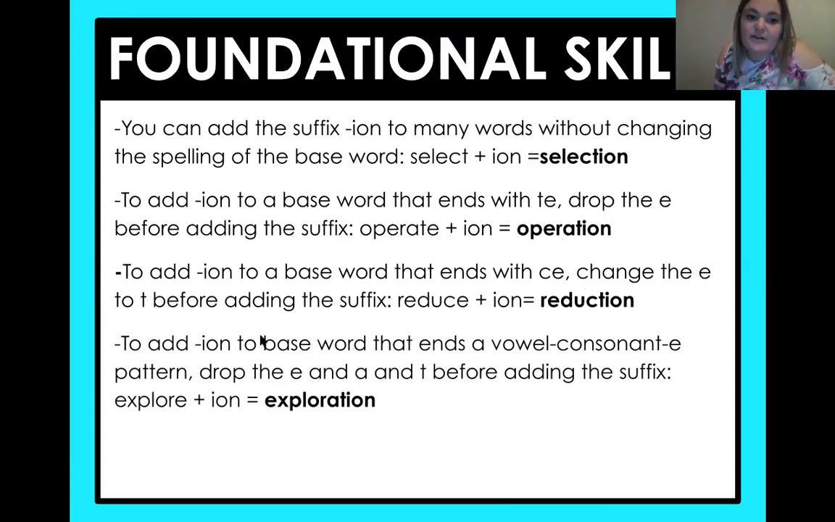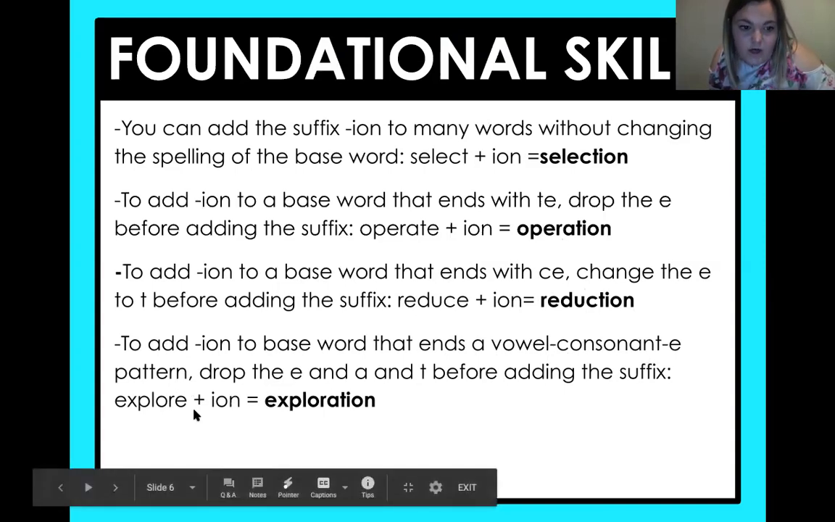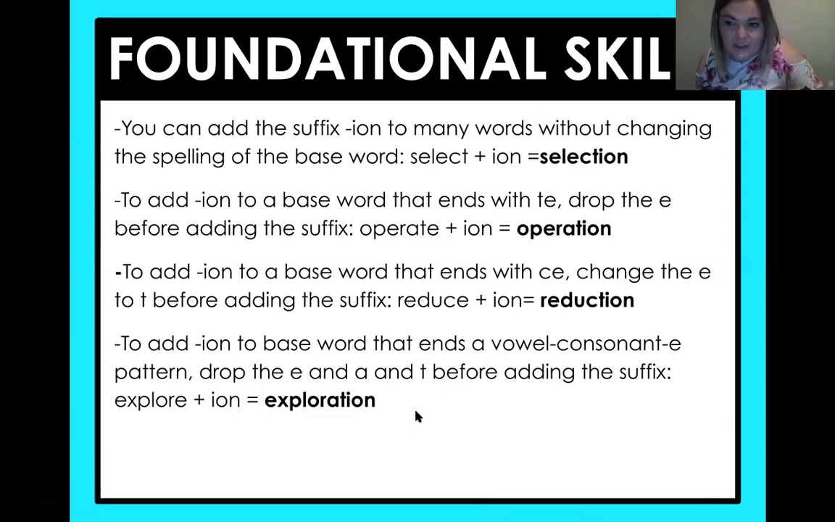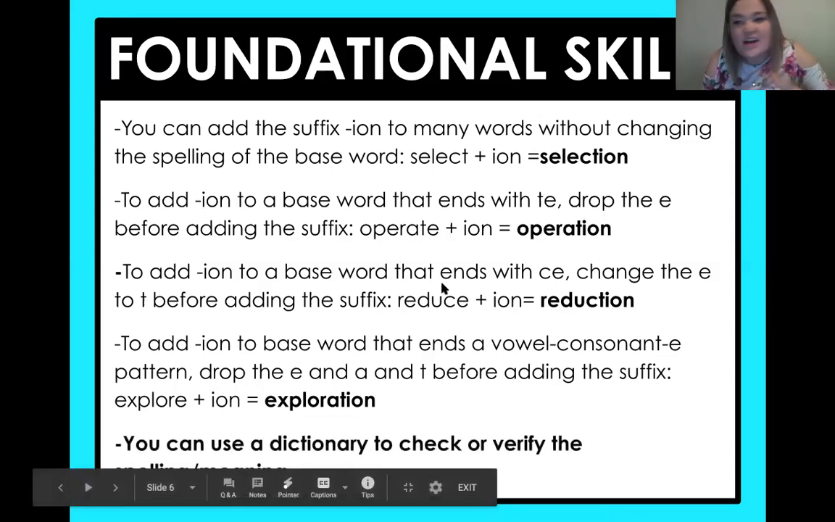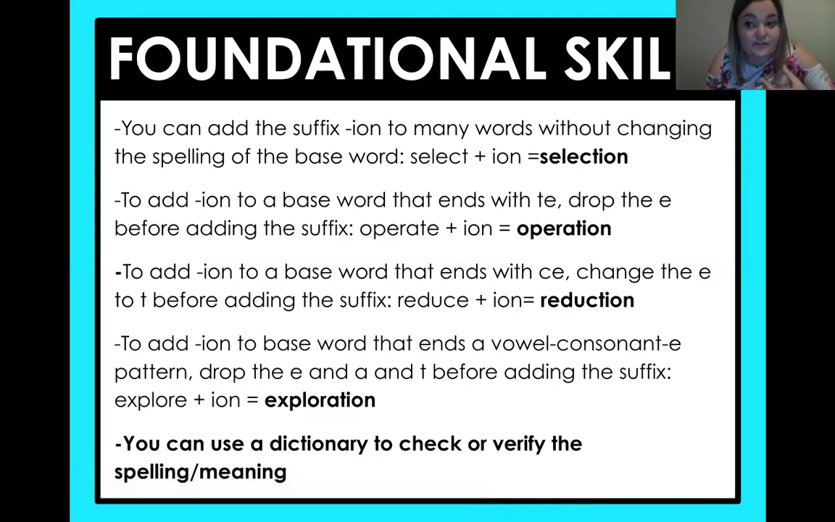The last one we're going to talk about is sometimes when you add shun to a base word that ends with a vowel consonant e, so it might be O-R-E. You drop that E and you add an A-T before the ending. So explore, we get rid of the E and it turns into explore-a-shun. So exploration. I know these are some weird rules, but that's why we're going over it. Then if you're just stuck and it's really hard, you can use a dictionary to check or verify the spelling, because that might be tricky sometimes, or look up what the meaning of the word is.